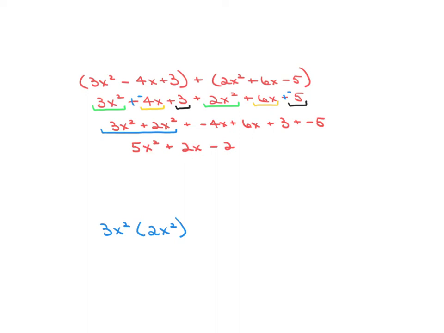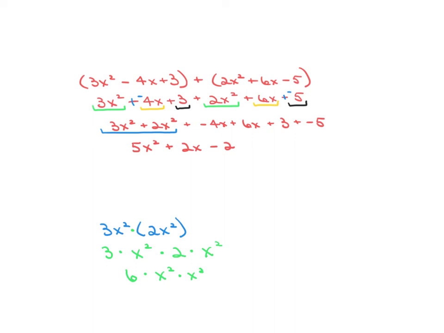All right, let's now come down and compare that to the next one. In this case, our parentheses are telling us there is multiplication there. So what this is really saying is we have 3 times x squared times 2 times x squared. We can multiply our numbers together. 3 times 2 is 6. And then we're left with x squared times x squared.